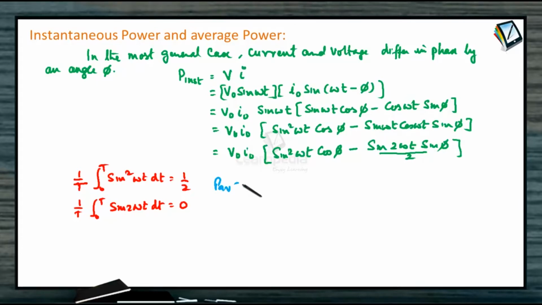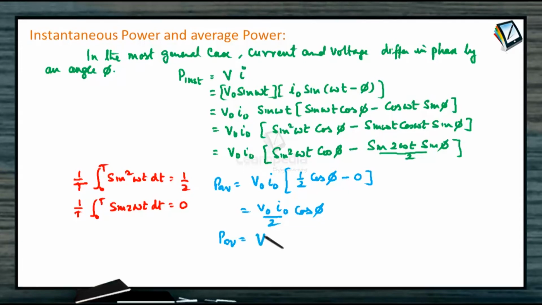Power average will be now V naught I naught. Now for 0 to T we are taking the average. Sine square omega t we can write as half, so 1 by 2 cos phi, minus sine 2 omega t, which we can write as 0. So this can be written as V naught I naught by 2 into cos phi. V naught by root 2 times I naught by root 2 can be written as V RMS I RMS. So average power will be V RMS I RMS into cos phi.